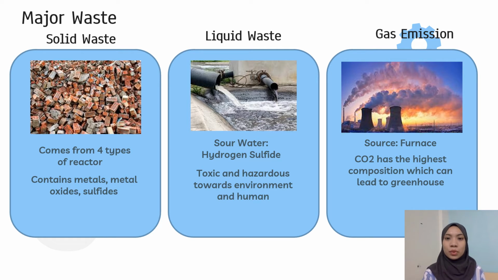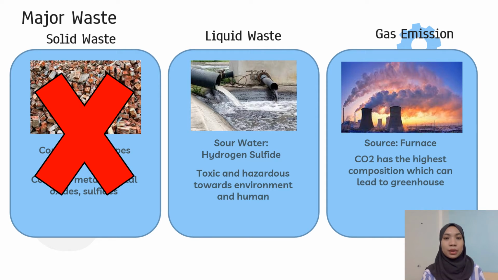Next, liquid waste, which comes from the separator unit, where it separates sour water from oil and also hydrogen recycled gas. Sour water is the liquid form of hydrogen sulfide. Sour water is very dangerous to the environment and also human beings. Hydrogen sulfide contains carcinogenic gases, which if the exposure is too long, may cause someone to develop cancer. Not only that, just think about the environment, sour water is too acidic, hence if the sour water is discharged without proper treatment, a lot of aquatic organisms and also land experience bad impacts.